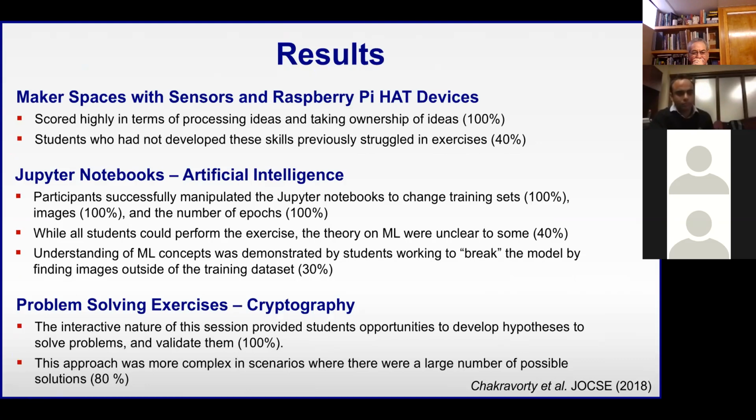So when it came to Jupyter notebooks, the good thing was everybody finished the exercises. Participants could successfully manipulate the notebooks, and they could all complete their changes to the training sets and manipulate the number of epochs. But while all students could perform the exercises, the theory of machine learning remained unclear to a few of them. Understanding of concepts was demonstrated by students who broke the model by manipulating training data or could put in fake images, and 30% of our students were able to complete this, which essentially showed that a Jupyter notebook can help drive a process to completion, but learning gains were debatable.